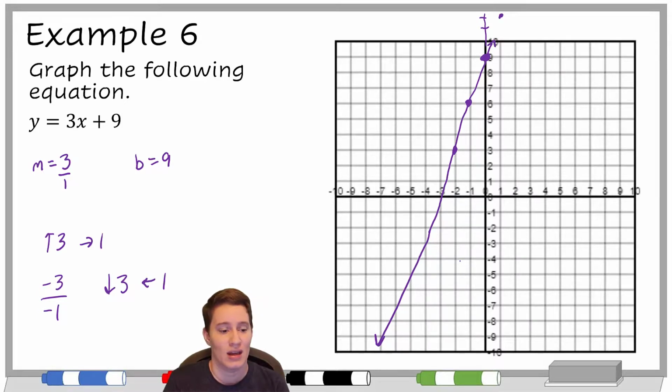Alright, so this is graphing lines, right? Pretty awesome. And I want to show you something else before we end, which is a really cool thing that I've got on my website.